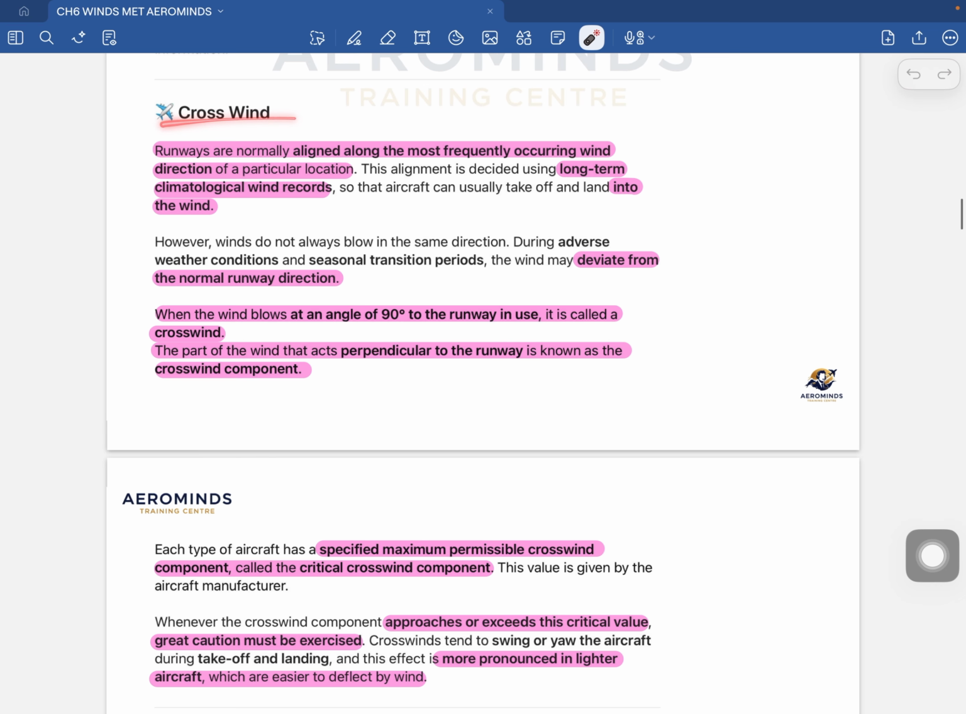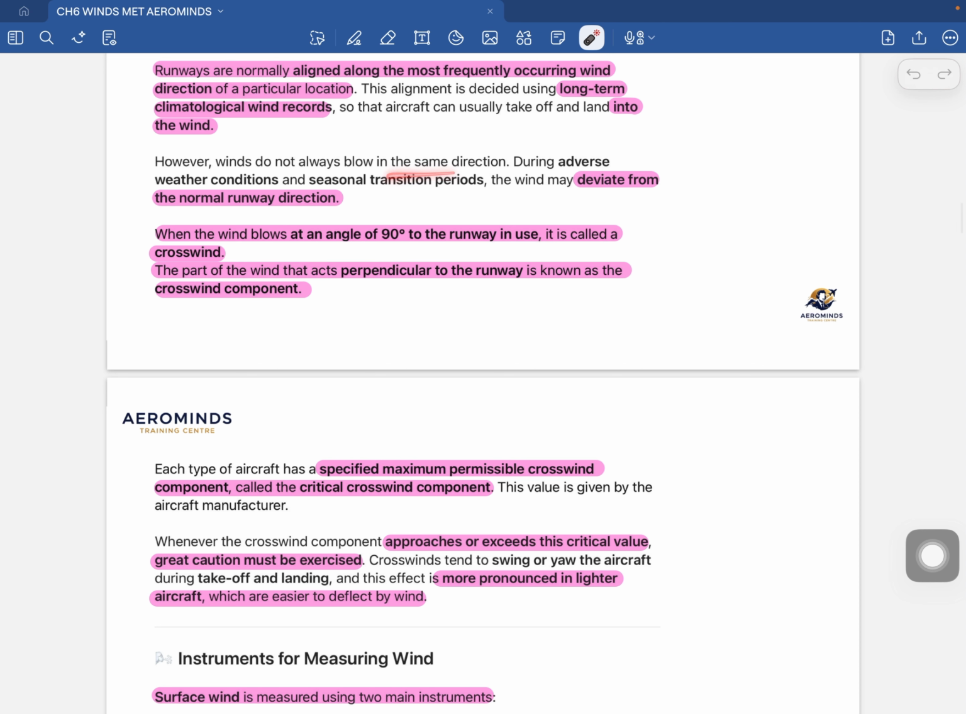Then comes the crosswind. Runways are normally aligned with the most frequently occurring wind direction of a particular location. This alignment is decided for the long term by using long term wind records, so that aircraft can usually take off and land into the wind. However, the wind does not always blow in the same direction. It may deviate from the normal runway direction.